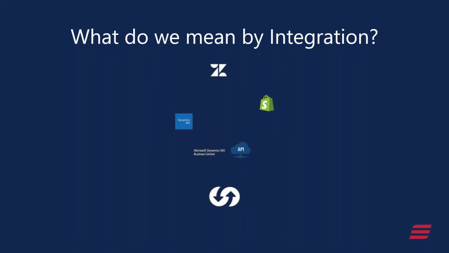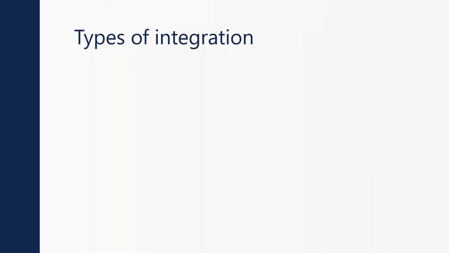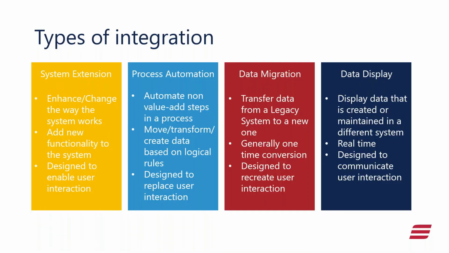When eOne's talking about integration, we really see integration as four main categories. System extension would be integration as defined by a software developer. That's where we want to change or enhance the way a solution works. The way I like to describe it is, it's designed to enable a user to interact with their data. A new field for them to enter a piece of information, or a new piece of business logic to change what gets done with that information.